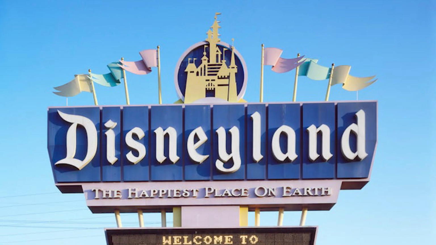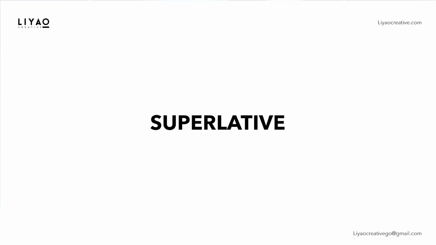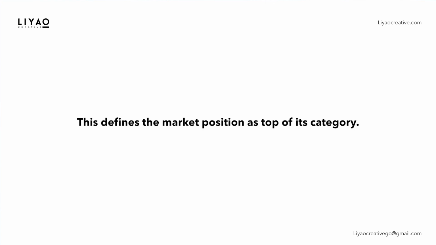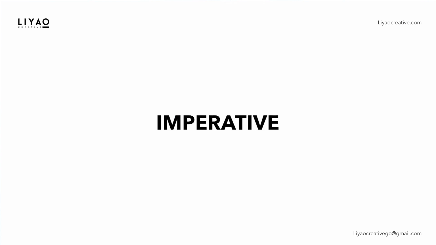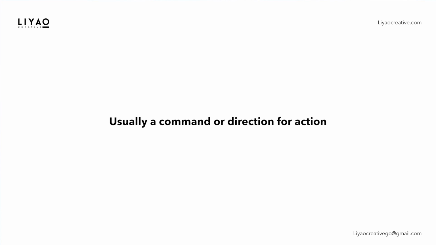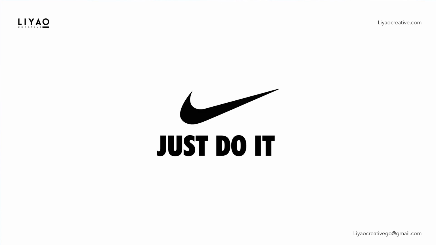So, how many types of taglines? Number 1, descriptive. This helps to describe the product or the service or a promise, such as Disneyland's the happiest place on earth. Number 2, superlative. This defines the market position as top of its category. For instance, BMW's the ultimate driving machine. Number 3, imperative. Usually a command or direction for action, such as Nike's just do it.